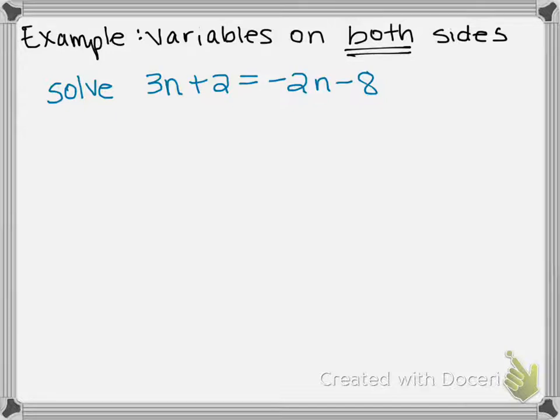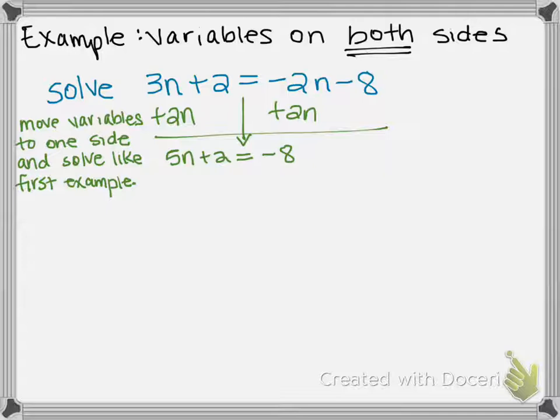Here's our next example. This one has variables on both sides of the equal sign. So we have to solve 3n plus 2 equals negative 2n minus 8. We're going to solve this very similarly to the first example. The only difference is that there's one more step. First, we take the time to move all the variables to one side, and then we can continue just the way we did before. So I added 2n to both sides, so that way it moves that negative 2n to the left, and I end up with 5n plus 2 equals negative 8.